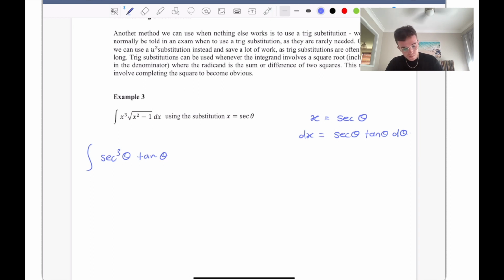And then we're just multiplying. We're replacing that dx with this. It's a bit different because we're not doing a u substitution, we're doing an x substitution. So we're replacing dx with sec theta tan theta d theta. So this is the integral of sec^4 theta times tan squared of theta d theta.